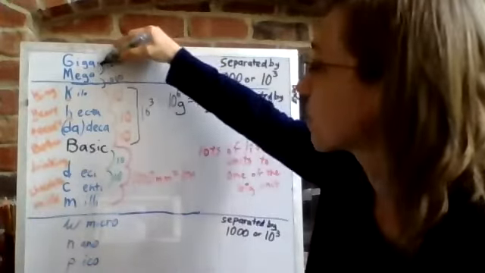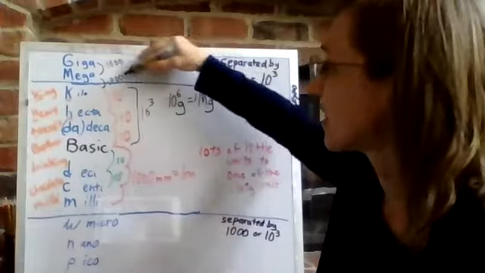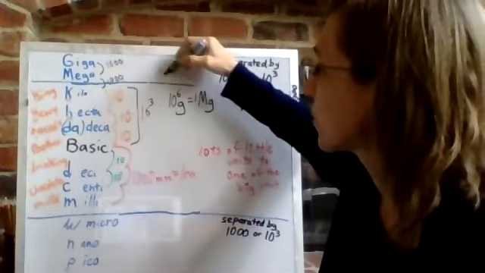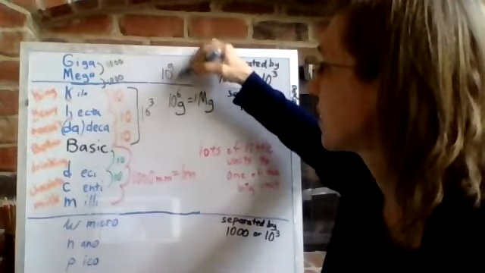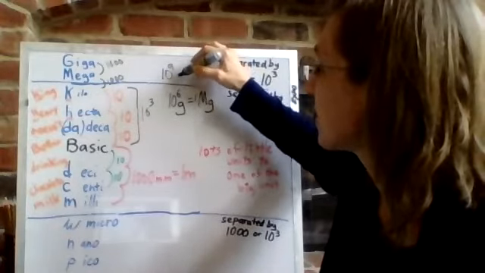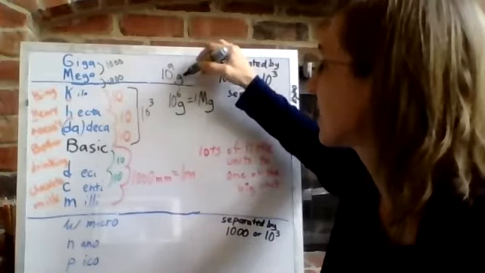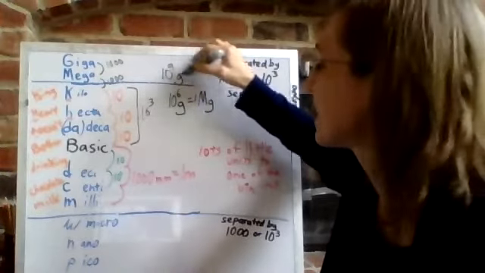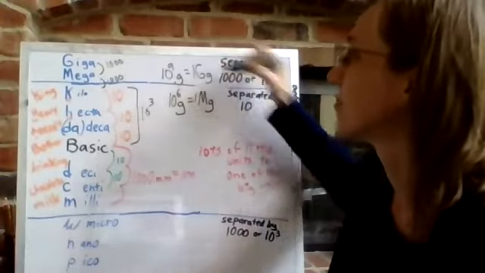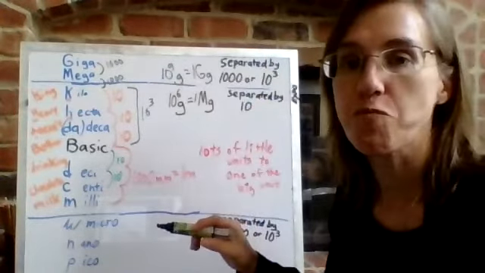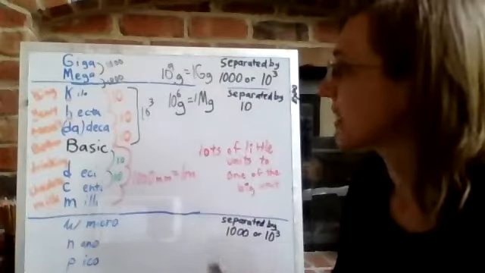Then we've got 1,000 more to go to gigas. We're already at 10 to the 6 here, so 3 more zeros would be 10 to the 9th. Add 3 to that exponent. And we have 10 to the 9th grams equals 1 gigagram. Okay? So those are the big guys.